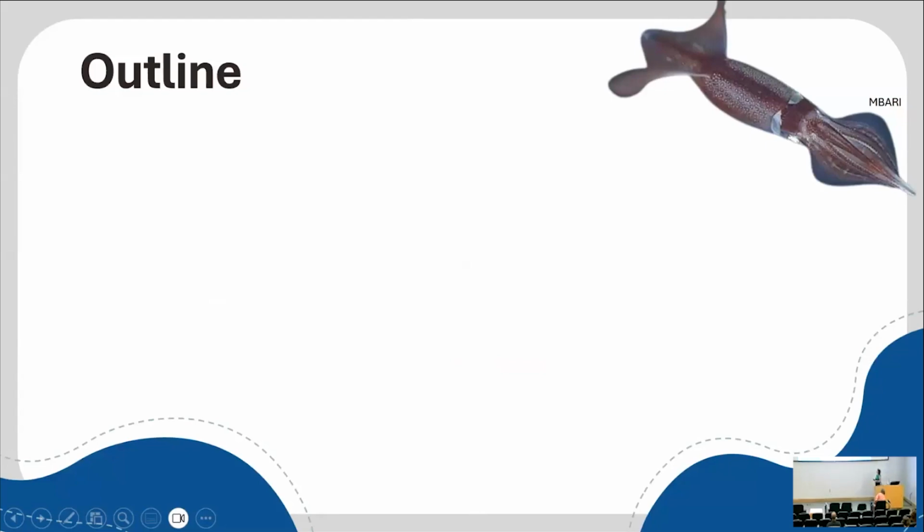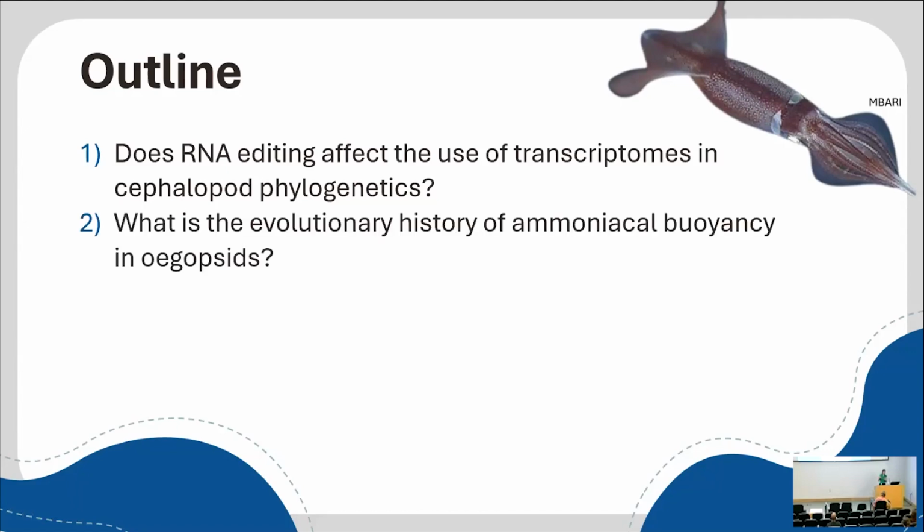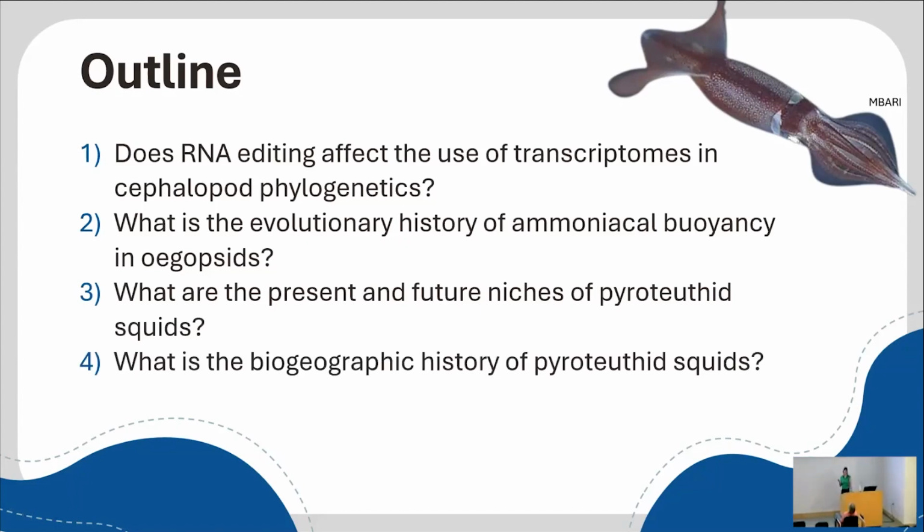Okay, so my dissertation is comprised of 4 pretty different chapters. The first one being, does RNA editing affect the use of transcriptomics in cephalopod phylogenetics? Followed by, what is the evolutionary history of ammoniacal buoyancy in egopsid squids? And then, what are the present and future niches of pyrotoothed squids? And finally, what is the biogeographic history of these pyrotoothids?